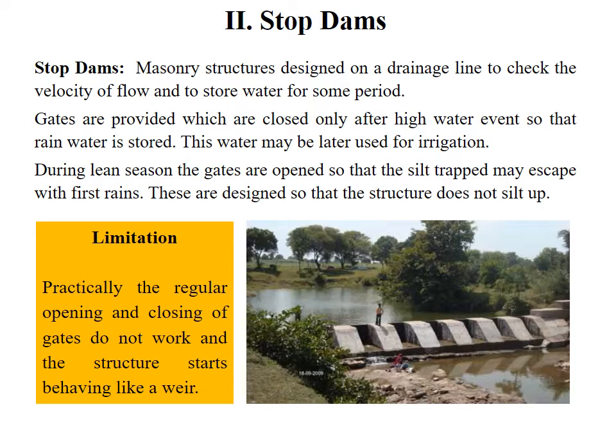In the middle of the monsoon season, these gates are closed for storing water for irrigation during the lean season. A very practical problem associated with these structures is the regular opening and closing of the gates. Because of this, a stop dam may start functioning as a weir.